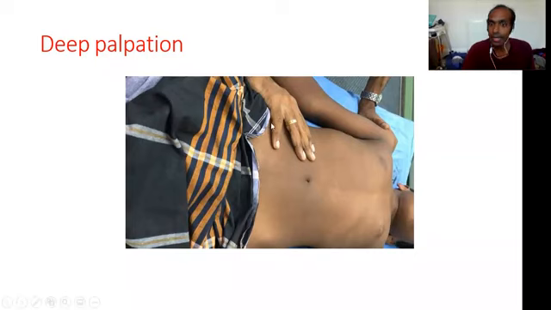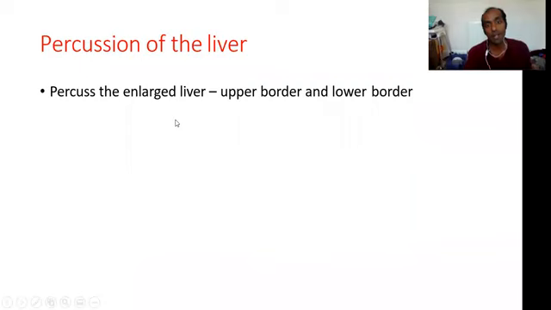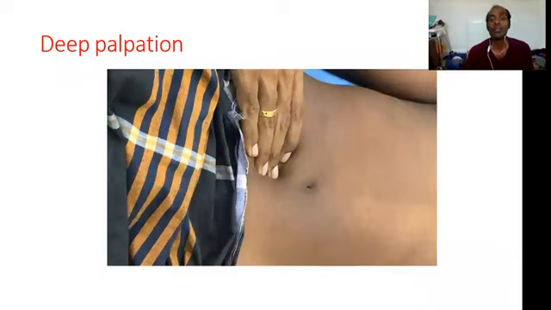So start in the right iliac fossa and go up. When you feel the liver, percuss the lower border and the upper border of the liver. Then you go for the spleen examination. So spleen examination, start again in the right iliac fossa and go diagonally upwards towards the left costal margin. Okay. And again, use that technique. So make sure you write that down, practice that.